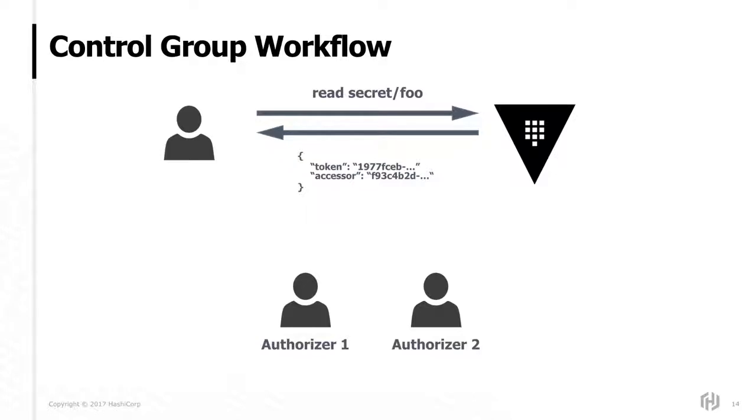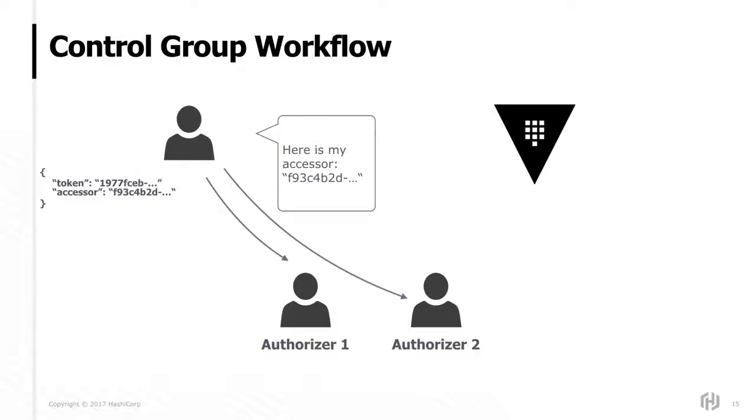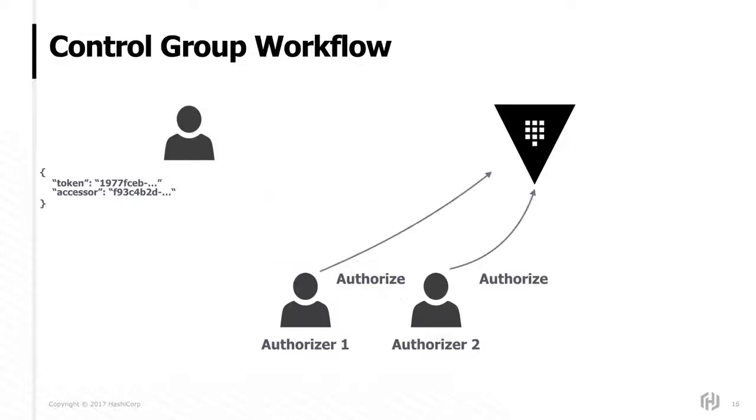And so this response wrapping token is a little different in the sense that it can't actually be unwrapped until the request has been authorized by the set of people who have been defined to authorize it. So the user will hold on to that token. Then they will pass on the accessor to the various authorizers that they need.